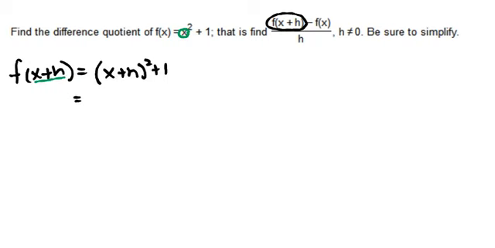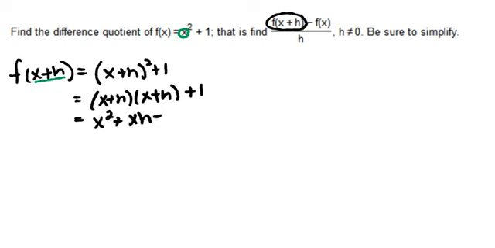So squaring means to multiply the base twice. So we'll multiply x plus h times x plus h. Carry down that plus 1. We'll multiply this out. X times x is x squared. X times h is xh. H times x is also xh. H times h is h squared, and once again carry down that plus 1.